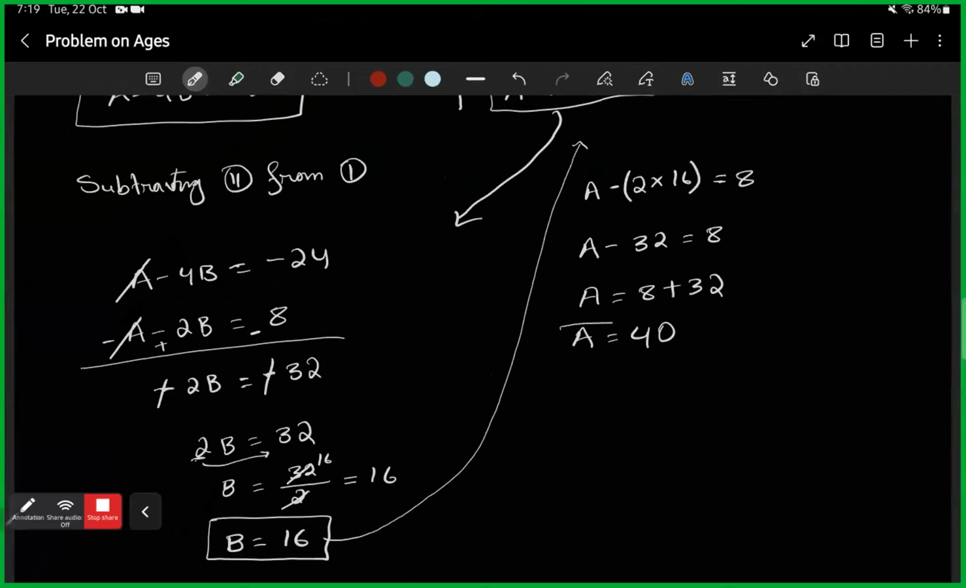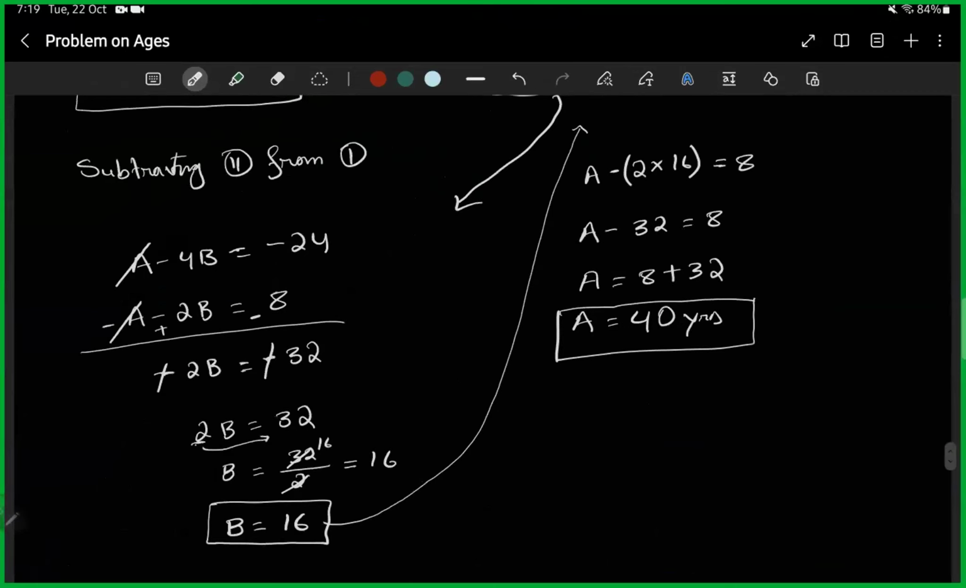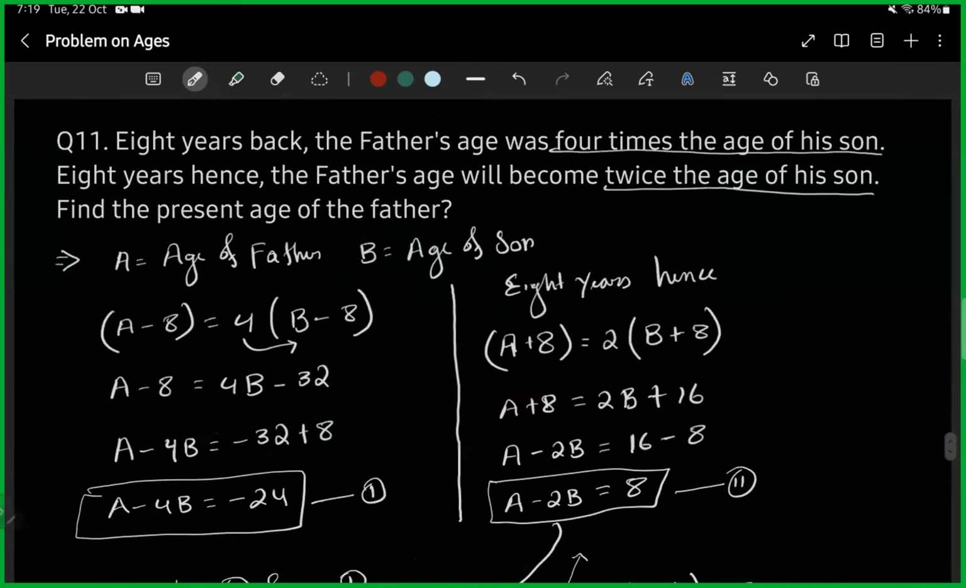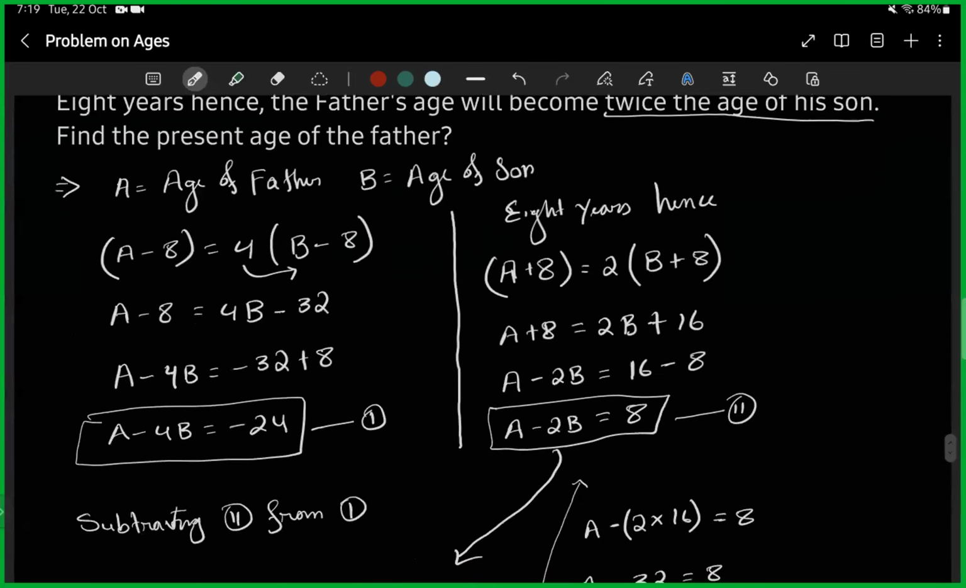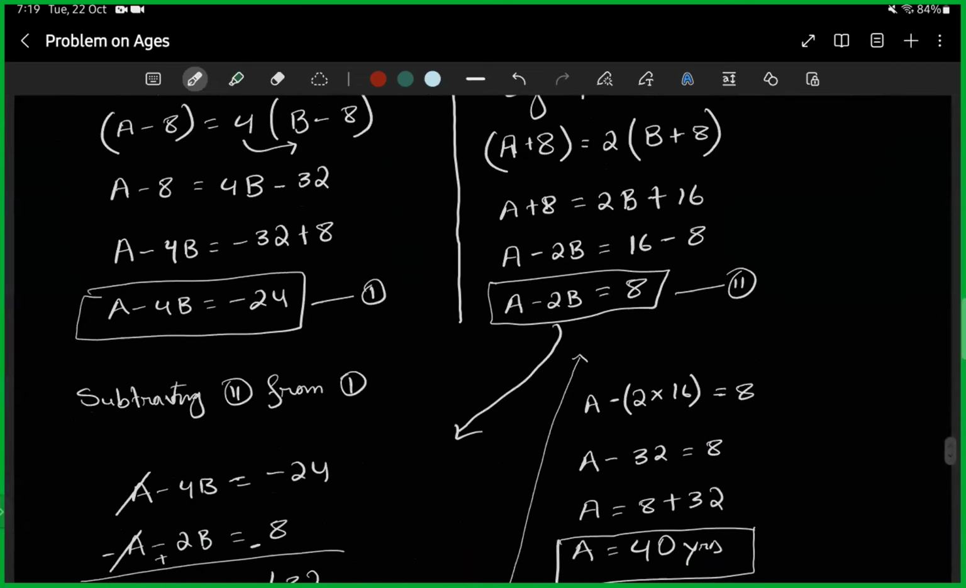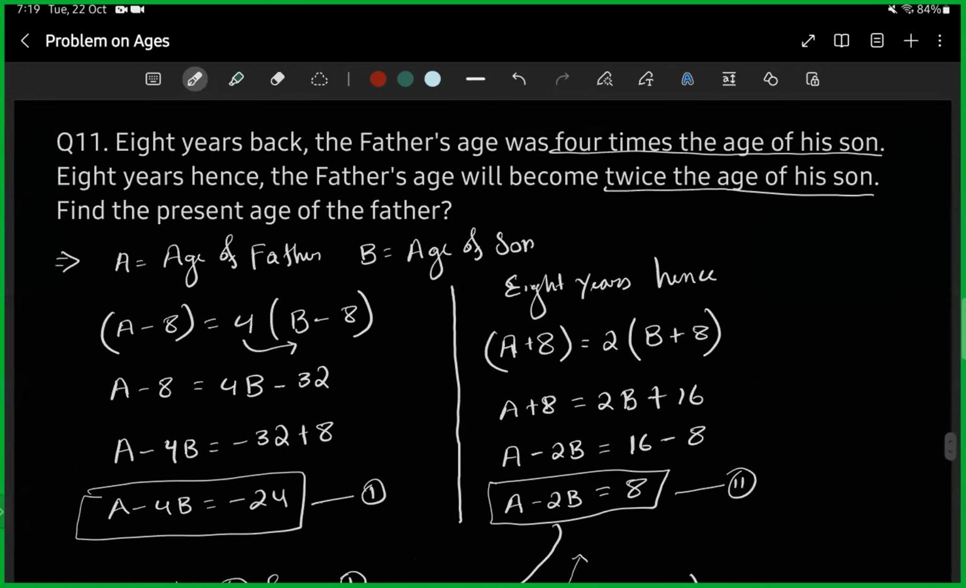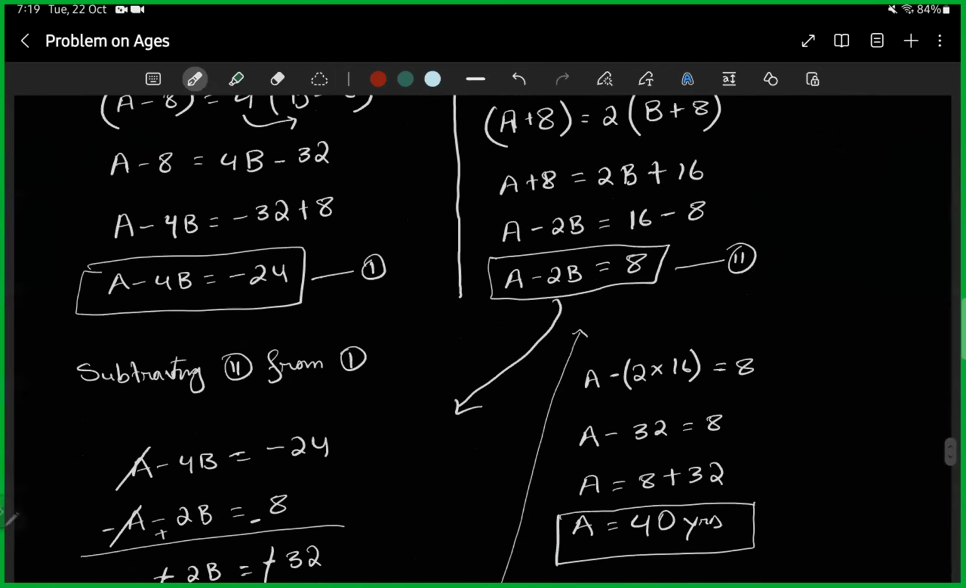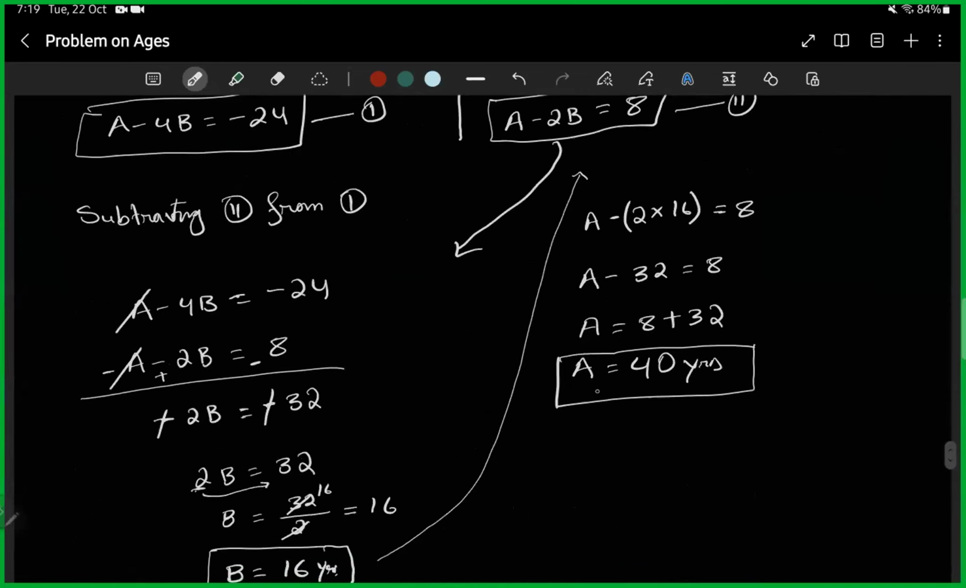This is the present age of B and A. Now we have the present age of B and A here. What was our question? Our question was to find the present age of the father. The age of the father we took as A. So the present age of the father is 40 years.